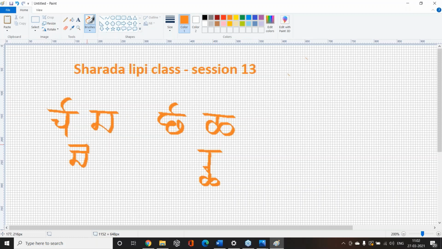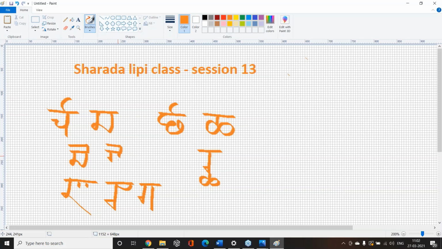This rule is only followed by the letters that are touching the Shirorekha more than once, like cha, like you see ja also. It's touching the Shirorekha more than once. Then we have jha, which is again touching the Shirorekha more than once. Then we have ga. Again, this is touching the Shirorekha more than once here. So these letters will be written like this.